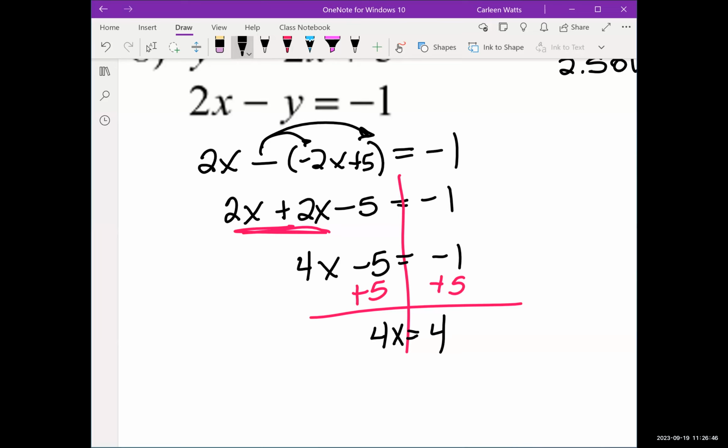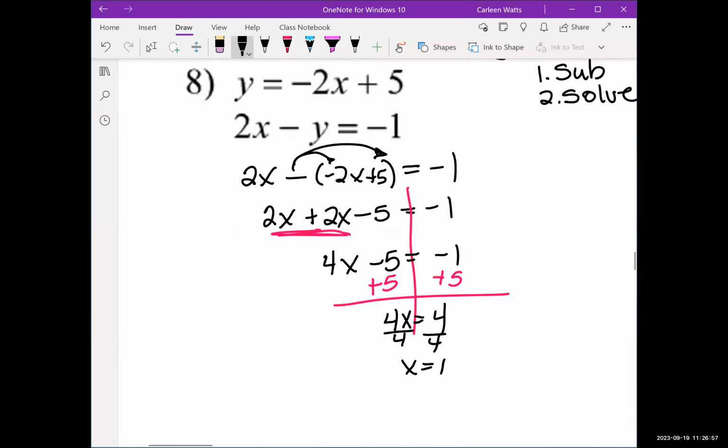All right. What's my last step? Divide by 4. X equals 1.